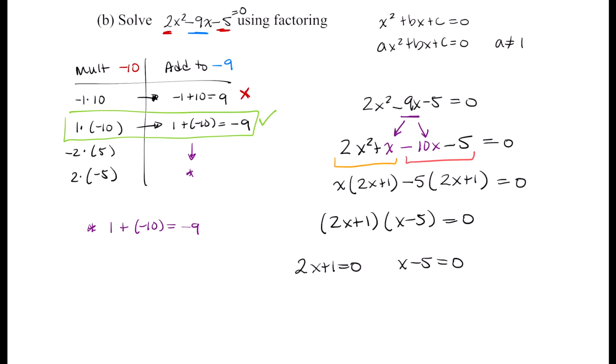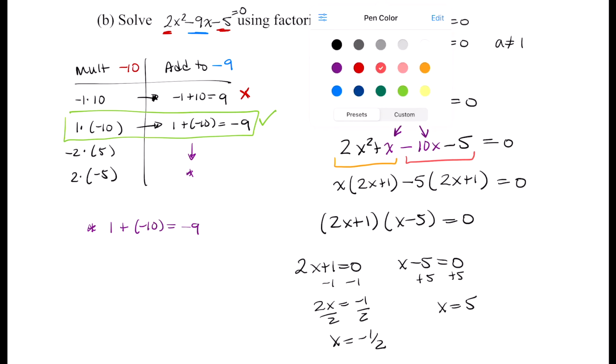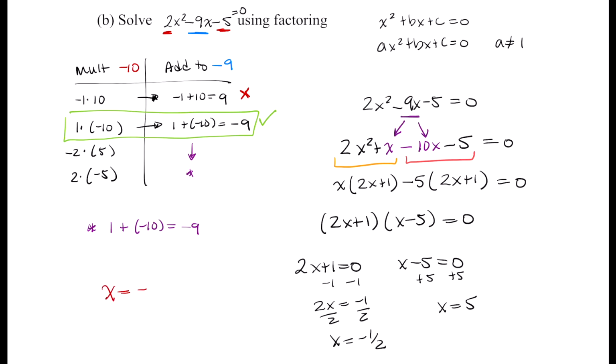Let's solve. We subtract 1 from both sides to get 2x equals negative 1. Divide by 2 to get x equals negative 1/2. Now for x minus 5, we're going to add 5 to both sides to end up with x equals 5. So my solutions in this case are x equals negative 1/2 and x equals 5.